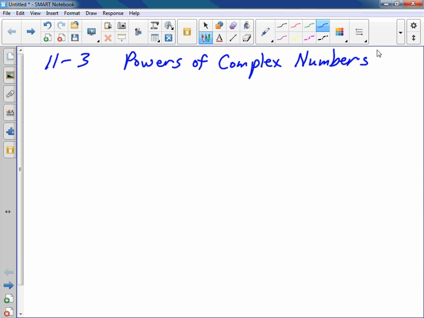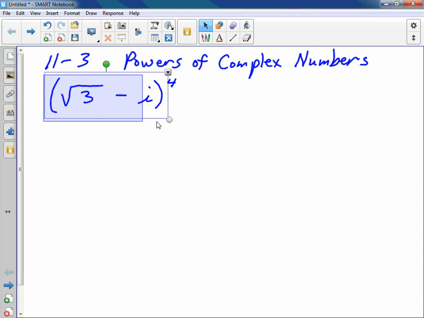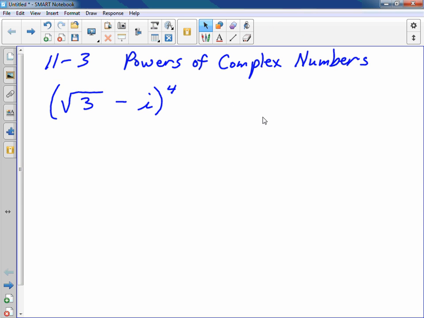So let's say that you have the square root of 3 minus i, a complex number in the form a plus bi. In this case, b is just 1, but that's okay. And let's say you're feeling especially mean and you want to raise that to the 4th power. Okay? Obviously, we can jump right into that and do it with good old-fashioned heavy lifting.